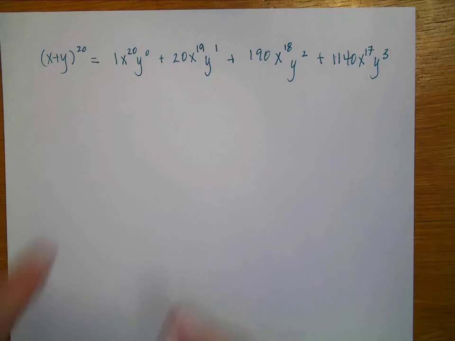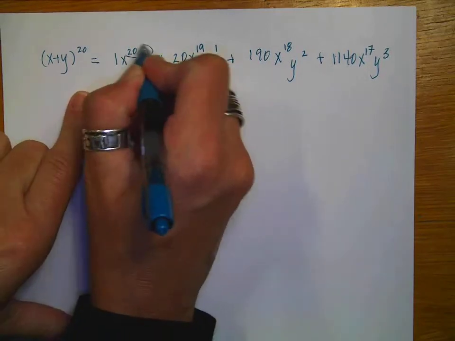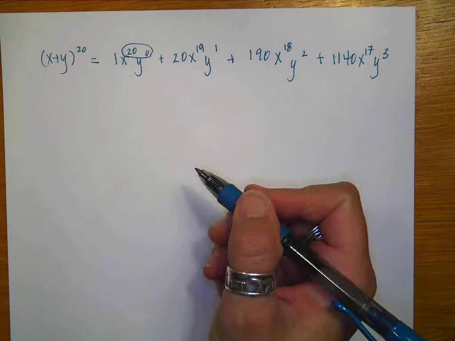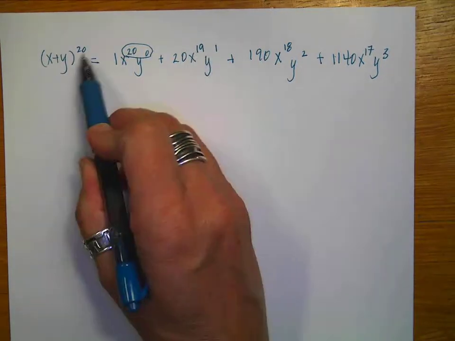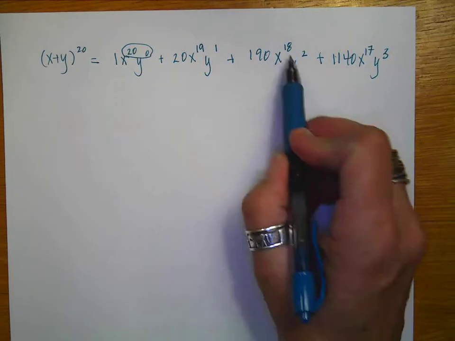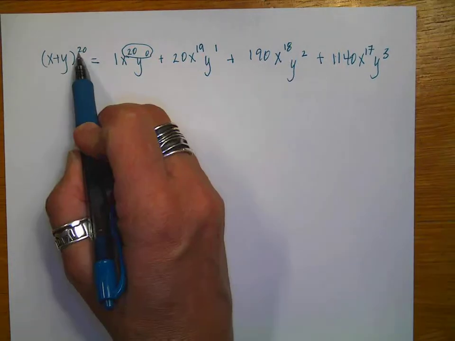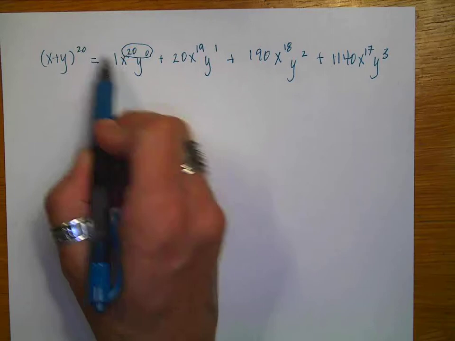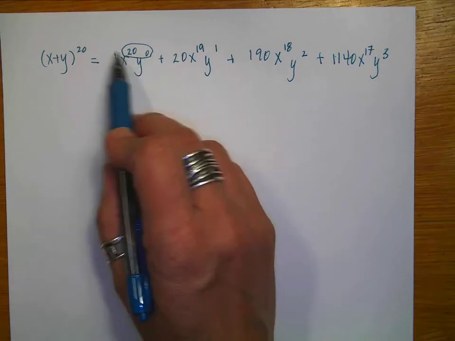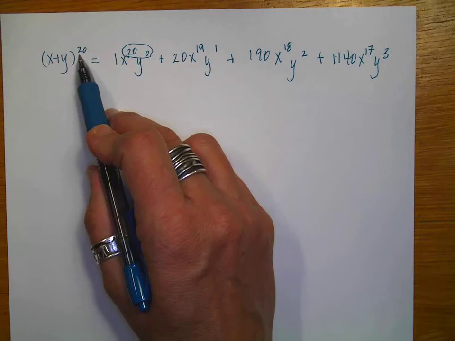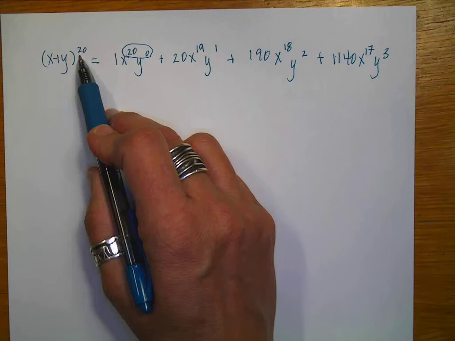So let's talk a little bit more about the coolness of what we've just done. Let's look at the exponents. Notice that 20 plus 0 is 20. 19 plus 1 is 20. 18 plus 2 is 20. 17 plus 3 is 20. So the exponents are always going to add to give you the original power.